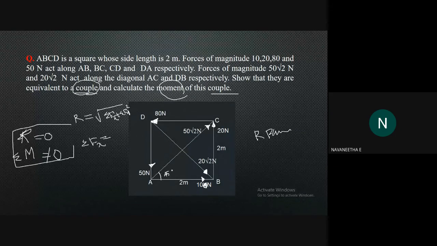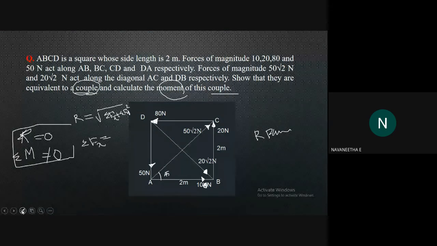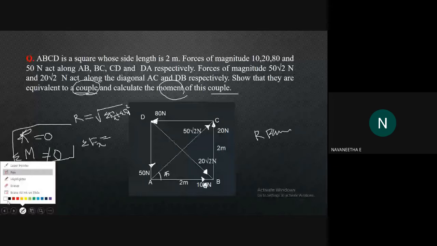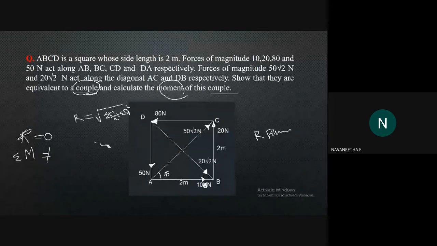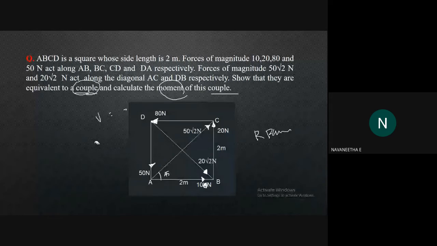What is then the x component of 50 root 2 here? 50 root 2 cos 45, right? 50 root 2 cos 45 is the x component. So write down sigma fx, sigma fy. And what about 20 root 2?